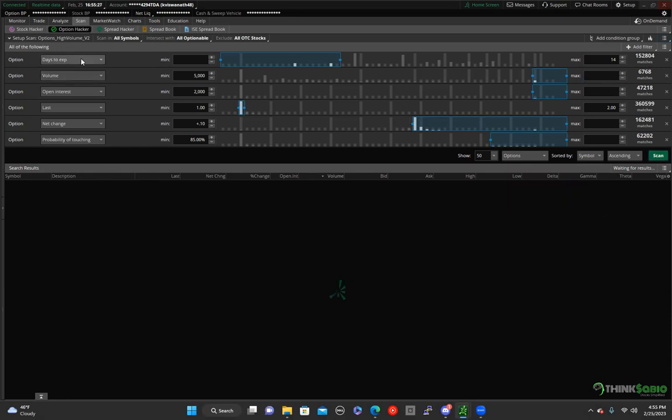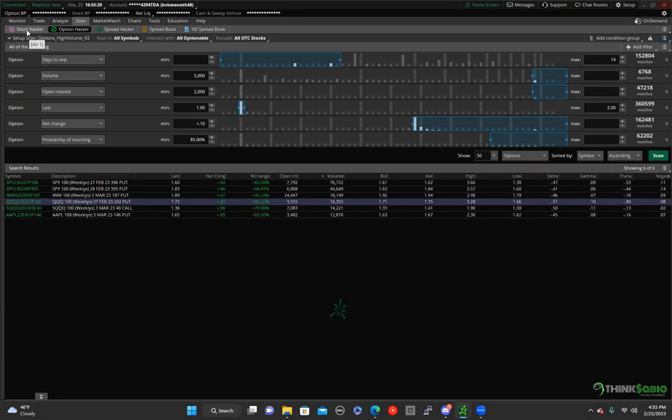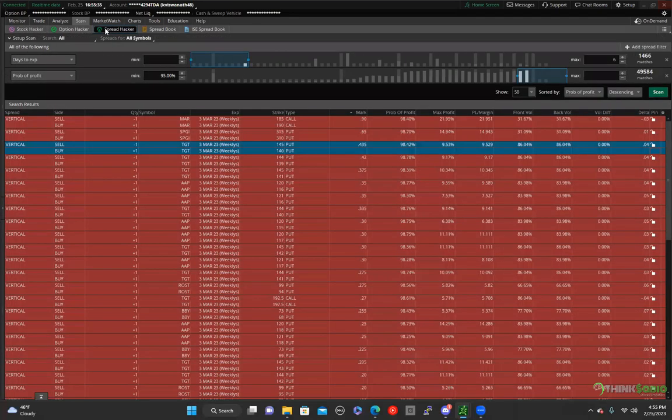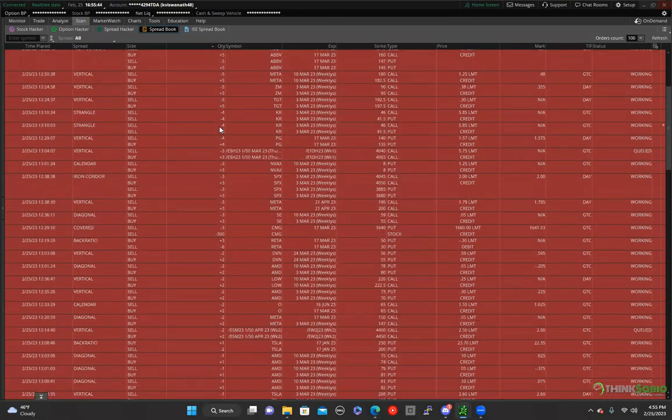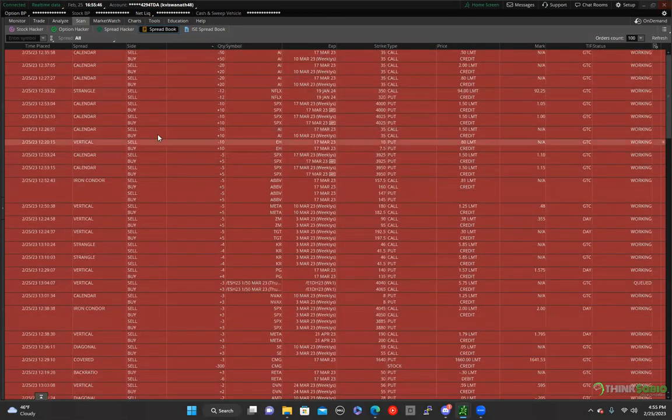So that's it for today. We covered a brief brush up on Stock Hacker. We looked at Options Hacker. We looked at Spread Hacker. I mean, this is insane. I love this. And the spread book is basically where everyone is placing their money, where the big trades are happening. Because today's a weekend, we don't see much. But if you look on Monday, you will see big trades.